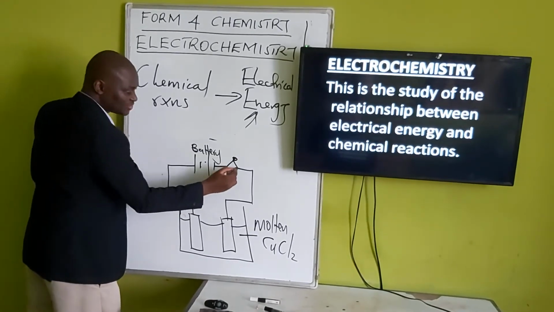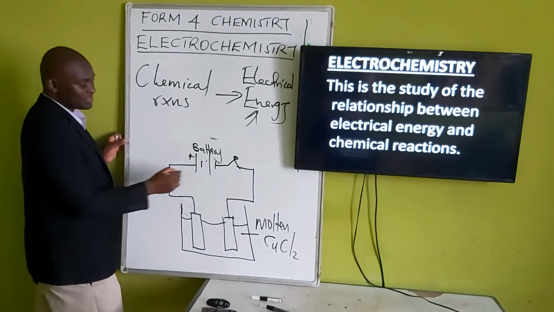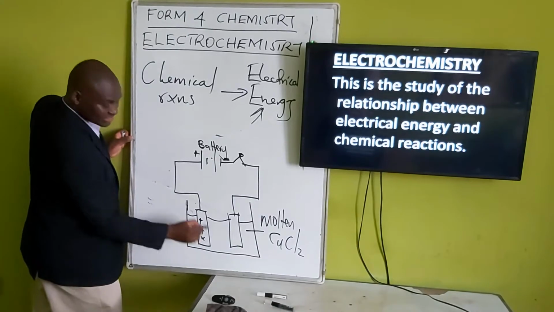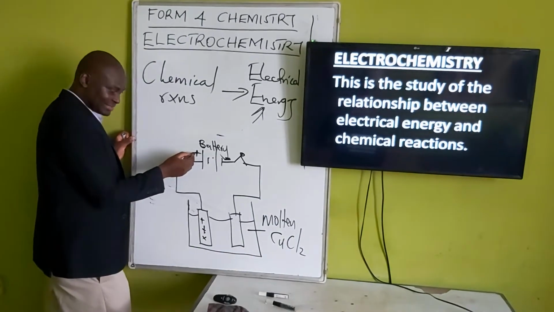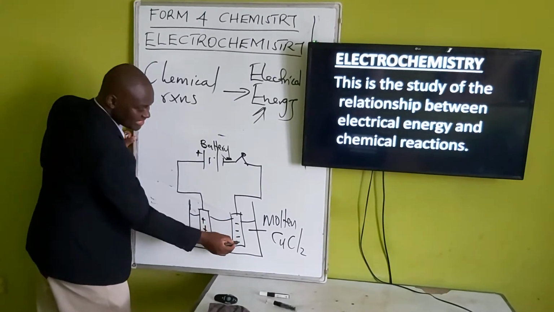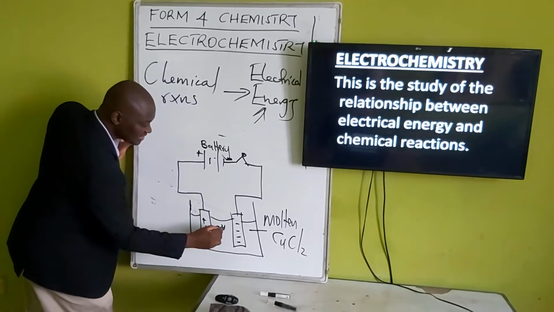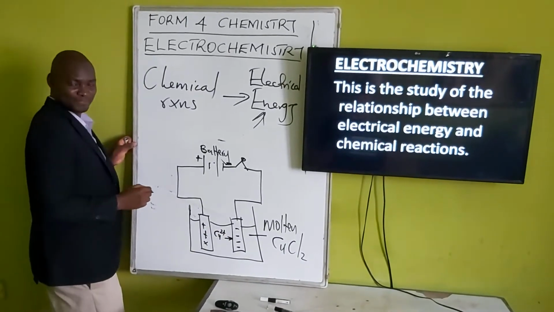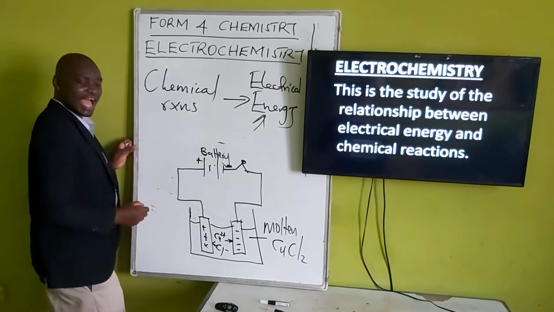Then when you close the switch, this one is the positive terminal, the negative terminal. So this one will become positively charged because it is connected to the positive terminal of the battery. This one will become negatively charged. So if you have copper 2 ions, they will migrate to the cathode. If you have chloride ions, they will migrate to the anode.